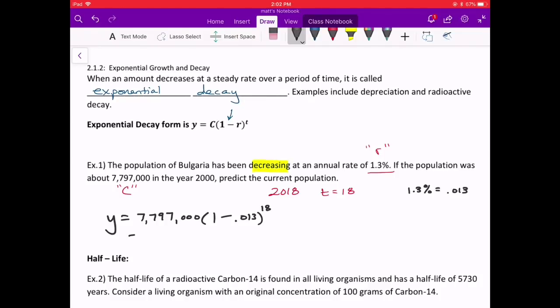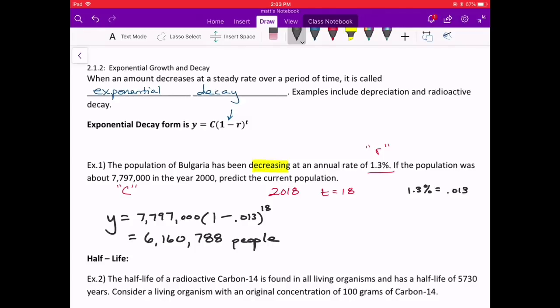So using my calculator to figure out what my population is after 18 years, 7,797,000 times 1 minus 0.013 to the 18th power. And that gave me 6,160,788.25. So we'll round down to full people in Bulgaria since 2000. Okay?